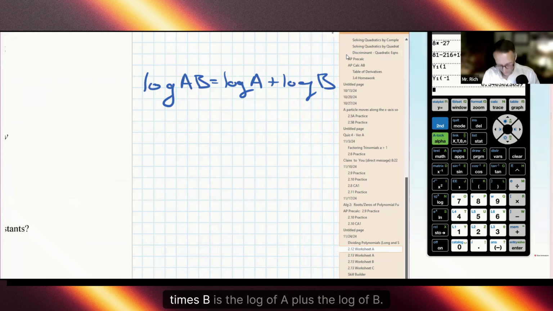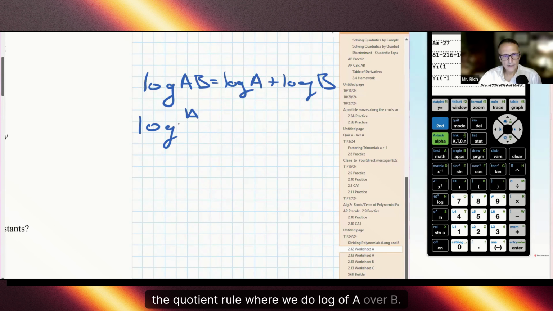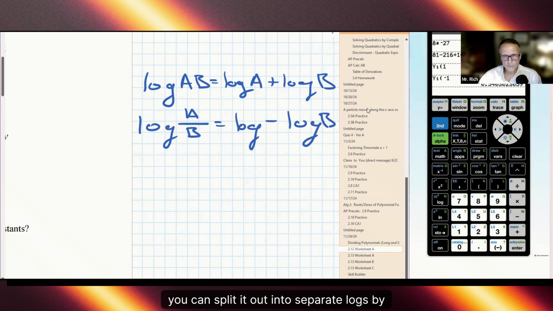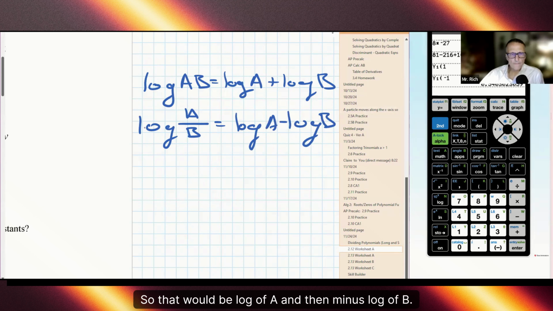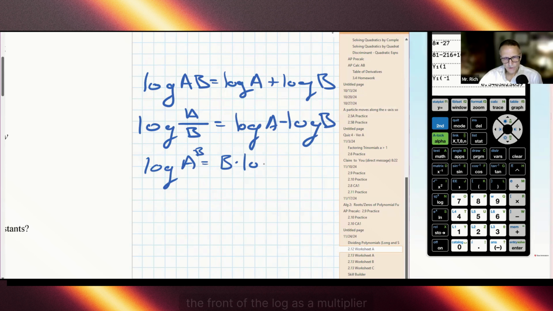Log of A times B is the log of A plus the log of B. The other one that goes along with that would be the quotient rule, where we do log of A over B. And when you have division inside the argument of your logarithm, you can split it out into separate logs by subtraction. So that would be log of A minus log of B. The third one is log of A raised to the power of B. And that means that I can bring the exponent to the front of the log as a multiplier, like that.